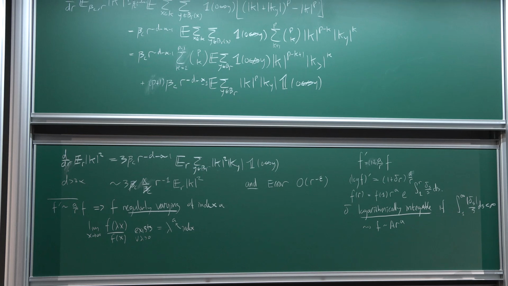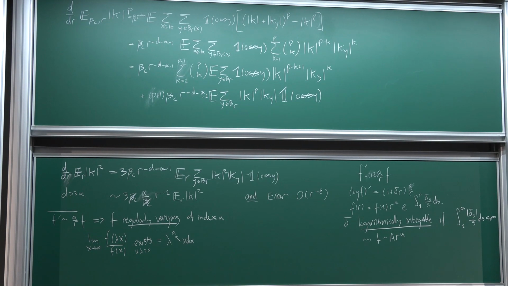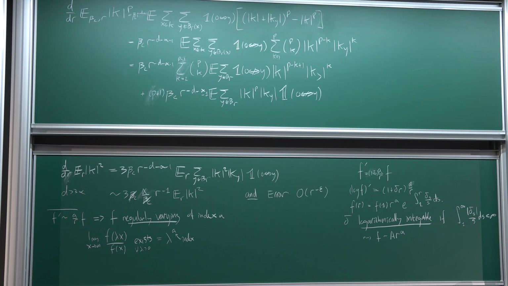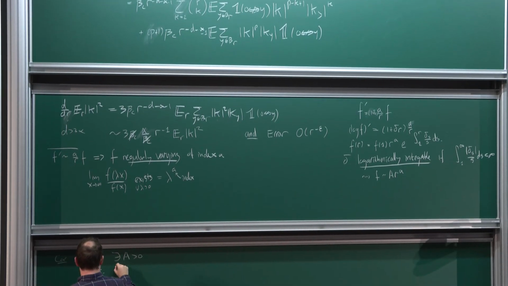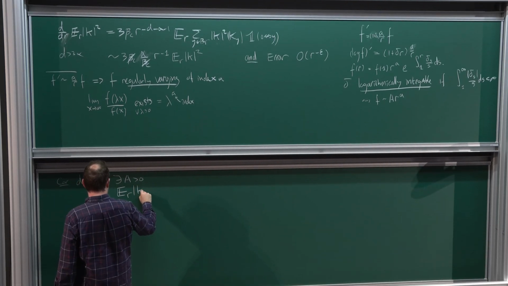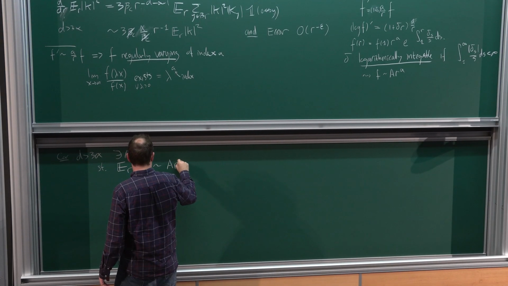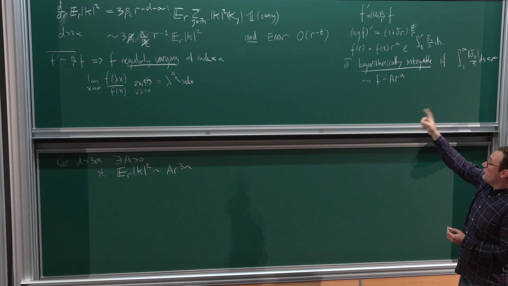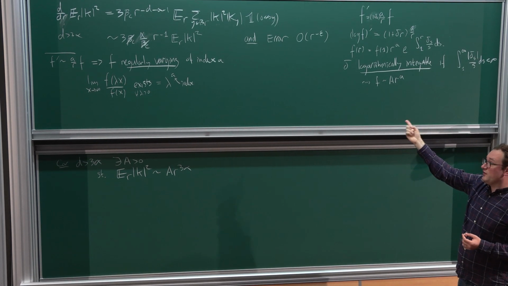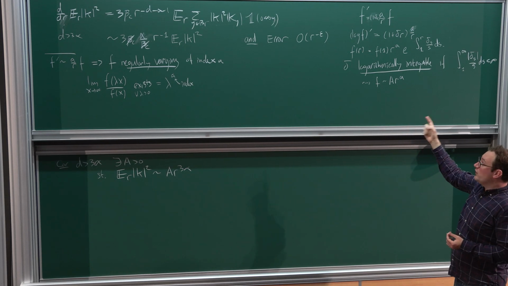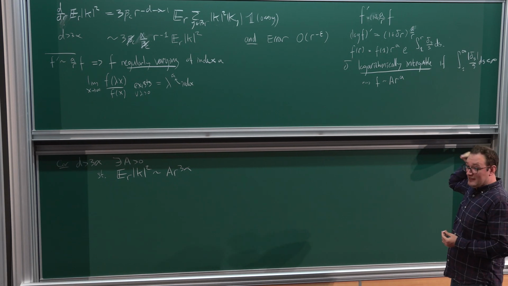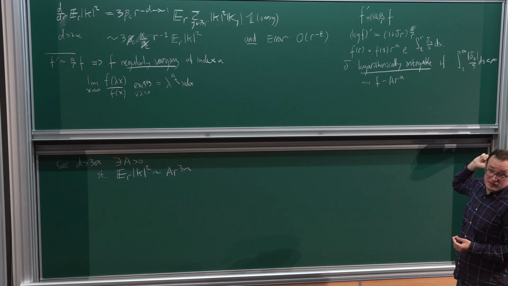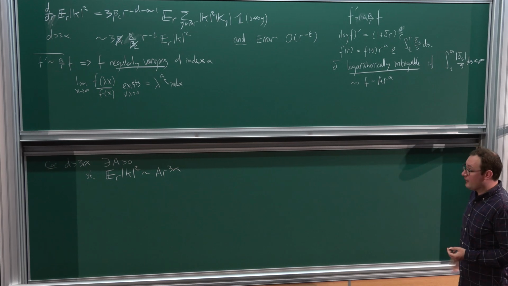So a corollary of what we've done is that if d is strictly larger than 3 alpha, then there exists a positive constant a such that the second moment is asymptotic to a r to the 3 alpha. And again, the reason is that when we establish this first order asymptotic ODE, we also get a quantitative bound on the error, which decays at least like a power of r, right? And anything that decays like a power is going to be logarithmically integrable, so you'll produce a constant, okay?